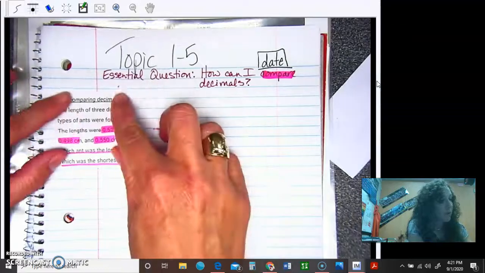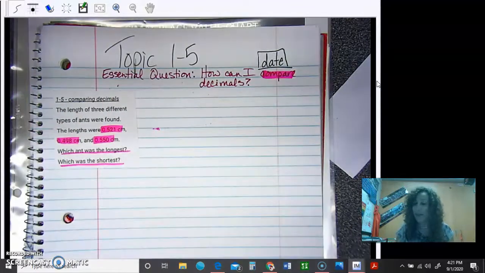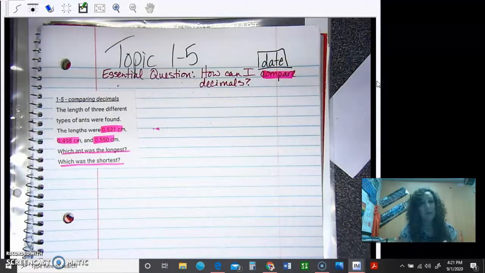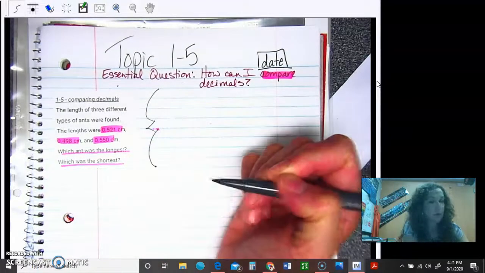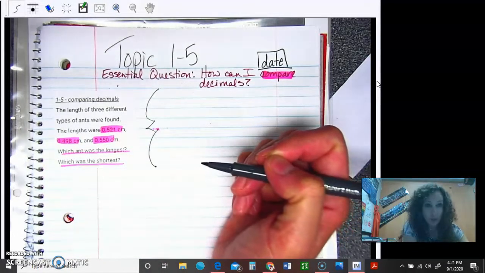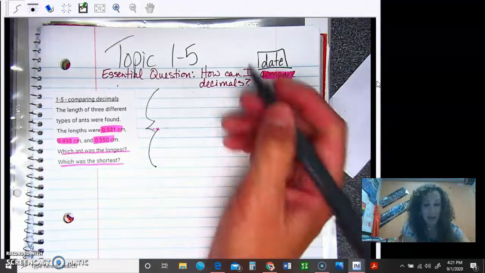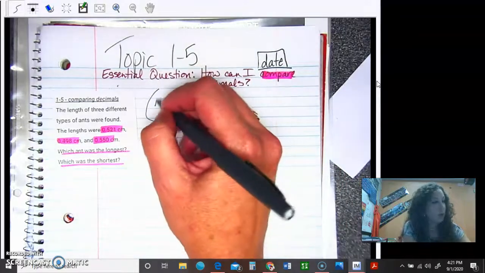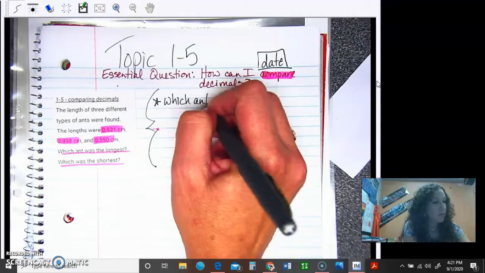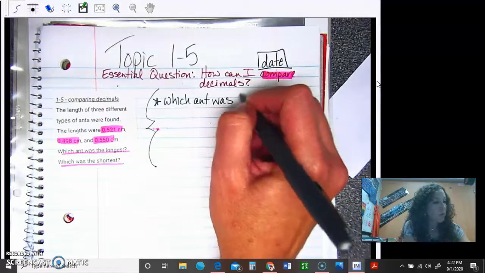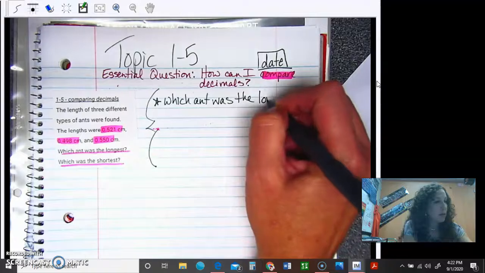Now that we have analyzed it, we're going to break it down. We're going to use that brace map and pull over those important bits so that it's easier to see it all in a list. So create that brace map. The first question that we need to be remembering that we are answering is, which ant was the longest?